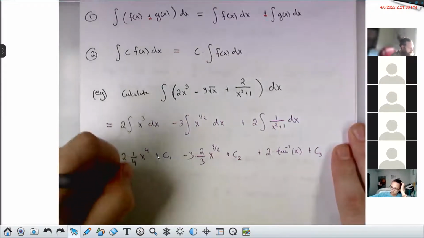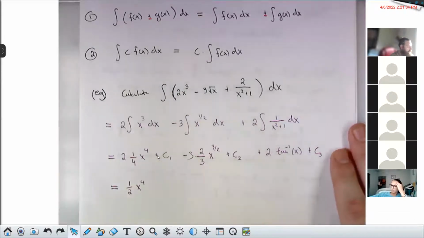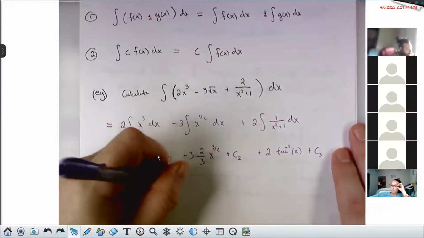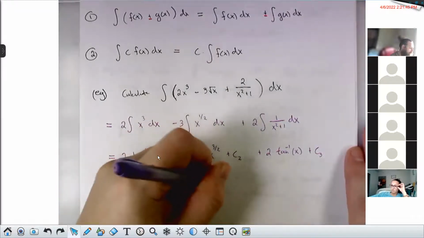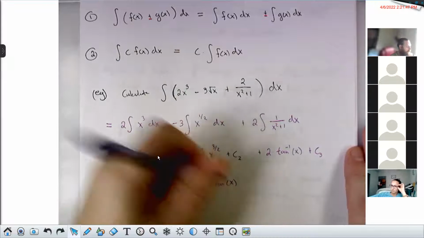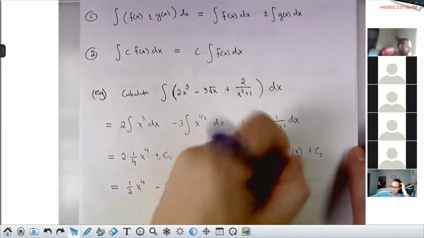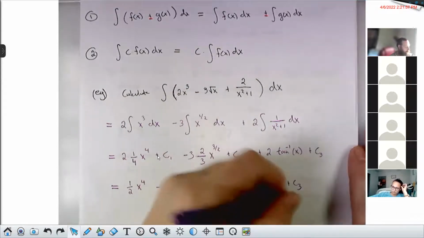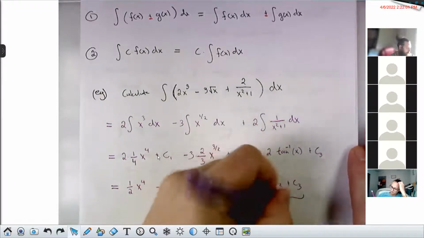2 times 1/4 is 1/2, so I'll have 1/2 x to the 4th. I'm going to group all the constants together at the end. 3 times 2/3 is 2, so I'll have minus 2 x to the 3/2. And then 2 times the inverse tangent of x. And then you have your plus c1 plus c2 plus c3. But I could relabel all of these as the single arbitrary constant c.